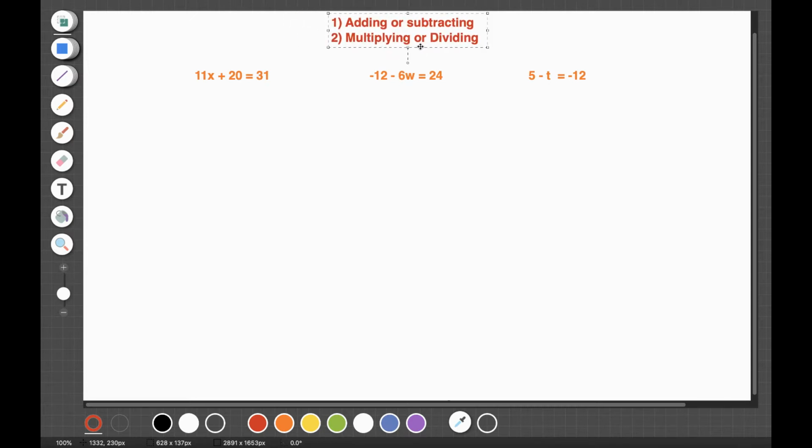First, you need to get rid of addition or subtraction. Second, you need to get rid of multiplication or division. Let's go ahead and try them. So let's see what we got.